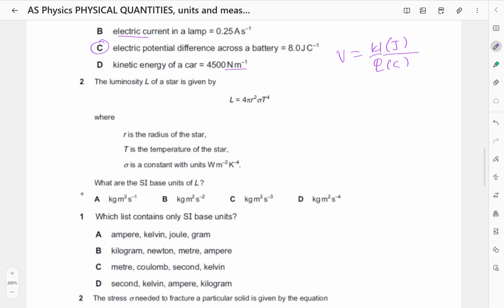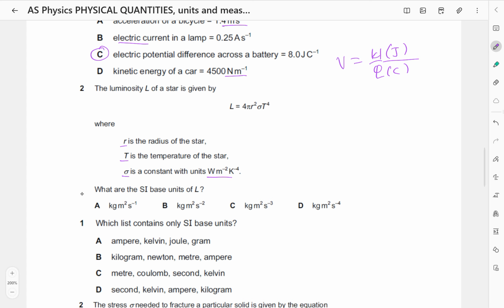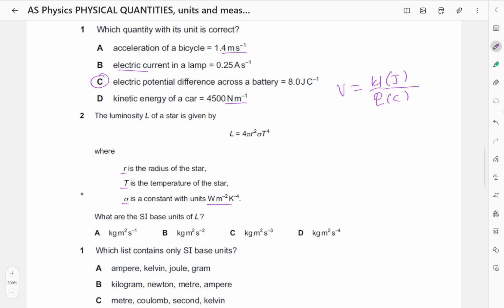The luminosity L of a star is given by that expression. R is radius, T is temperature, sigma is watts per meter squared per Kelvin to the power 4. What are the SI base units of L? I think we have answered such a question, so we shall not take much time on it. Let's just answer it directly. The units of L: 4 pi will be ignored. R is going to be meters squared. T to the power 4 will be Kelvin to the power 4. Sigma will be watts per meter squared per Kelvin to the power 4. This cancels, and you remain with the watts.